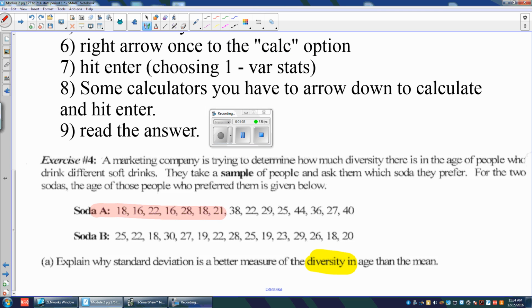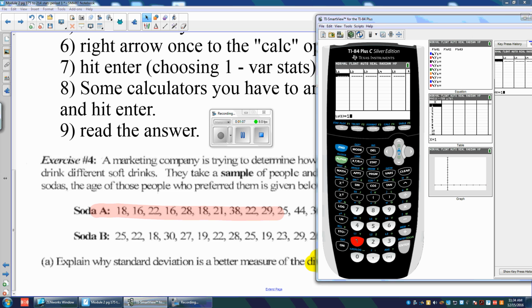I'm going to be using this data right here. When we're entering it, you put in the first number and then you hit enter. There's no need to order them from least to greatest. So I'm going to enter the data. Every time you enter a new number, you hit enter.